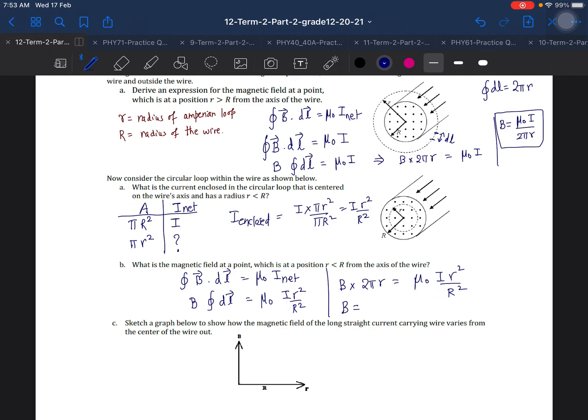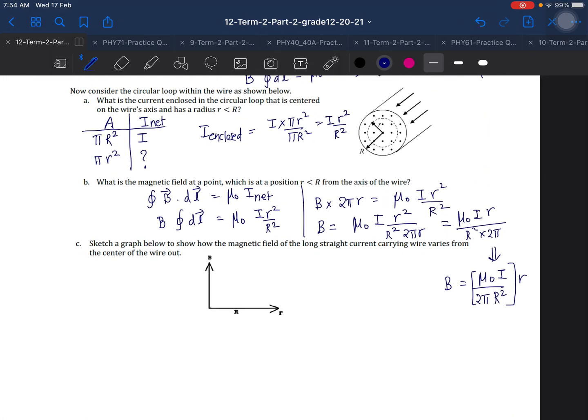We can rearrange this equation. Mu naught I, okay, small r square, capital R square, 2 pi r will come down. We can cancel out the small r's. One of them will get cancelled out. So mu naught I r over R square multiply 2 pi. Okay, I'll just write this here just to get it in a proper form. Mu naught I over 2 pi R square, these are all constants, multiplied by small r.